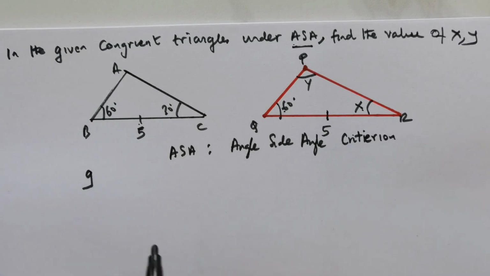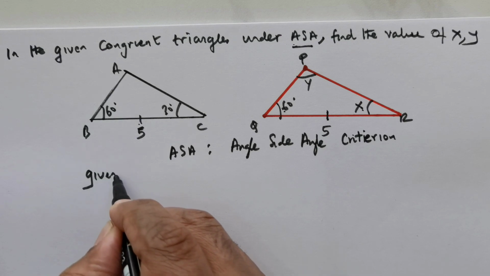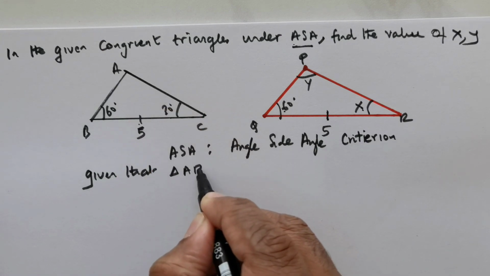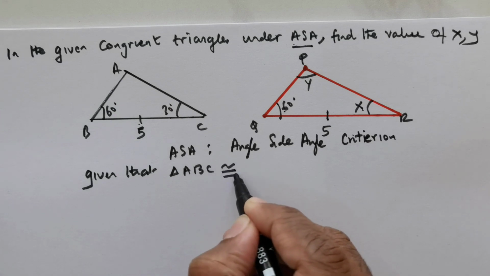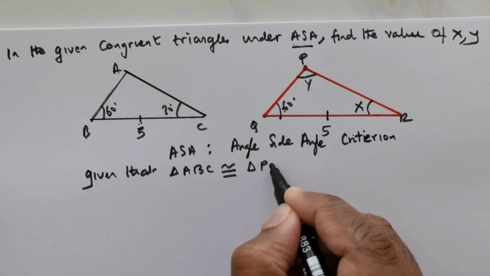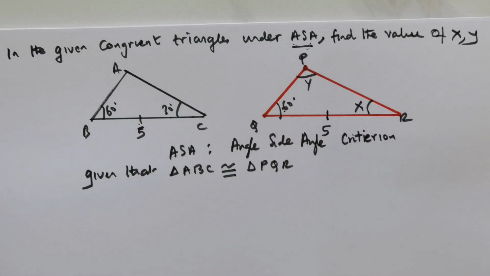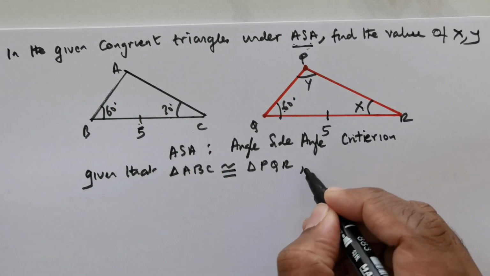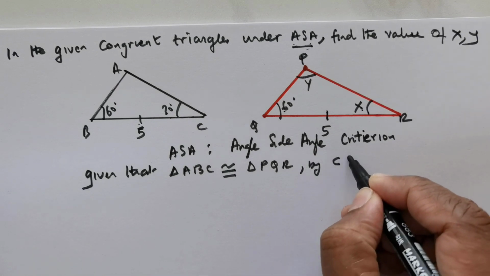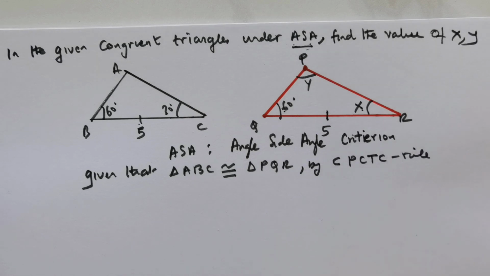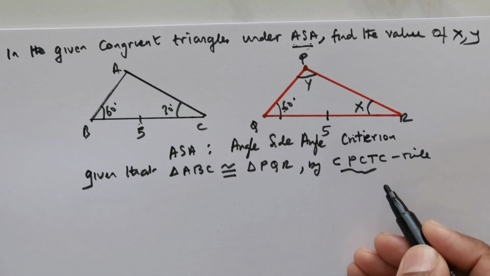So this is how the solution has to be written. Given that triangle ABC is congruent to triangle PQR, it's given. Right, the triangles are congruent by the CPCTC rule. So what exactly is the expansion of this rule?